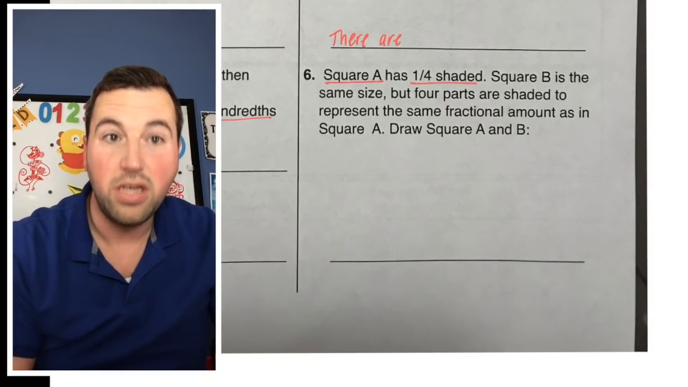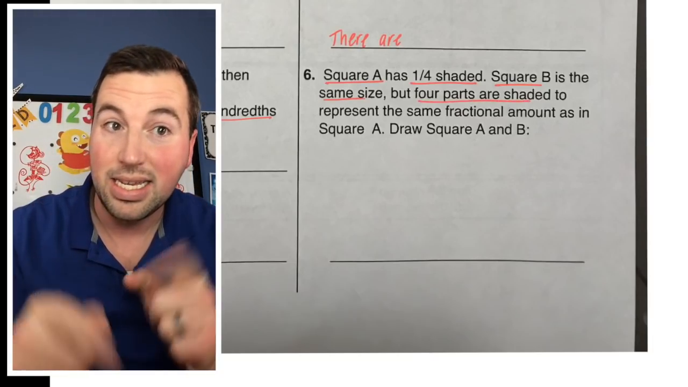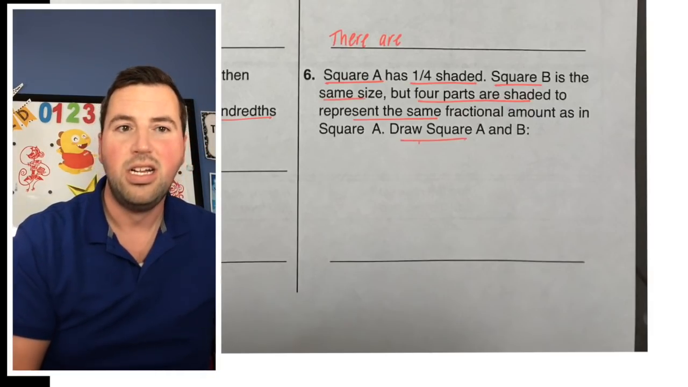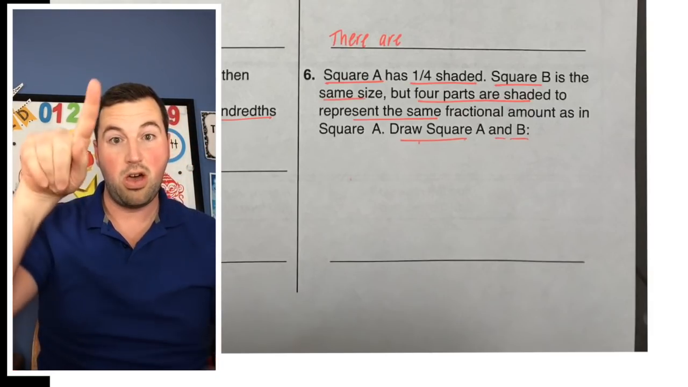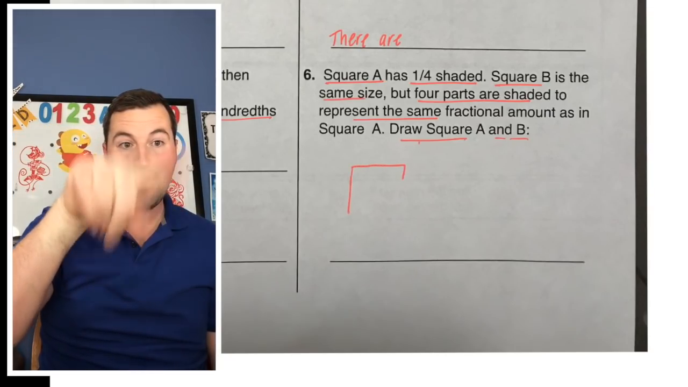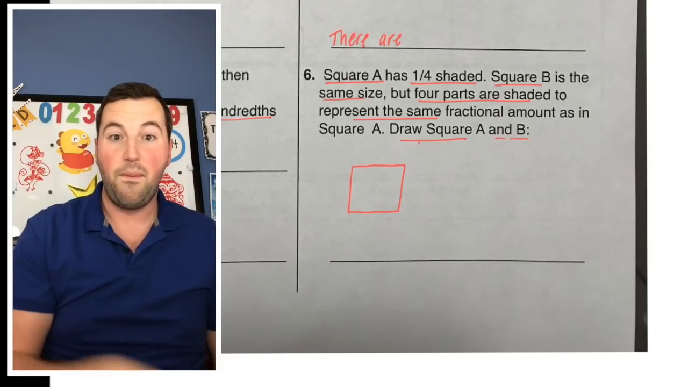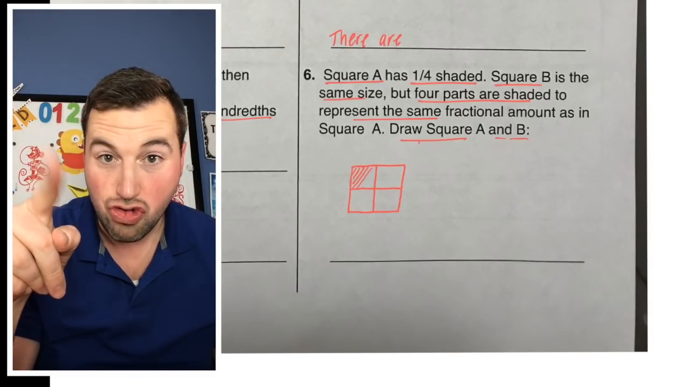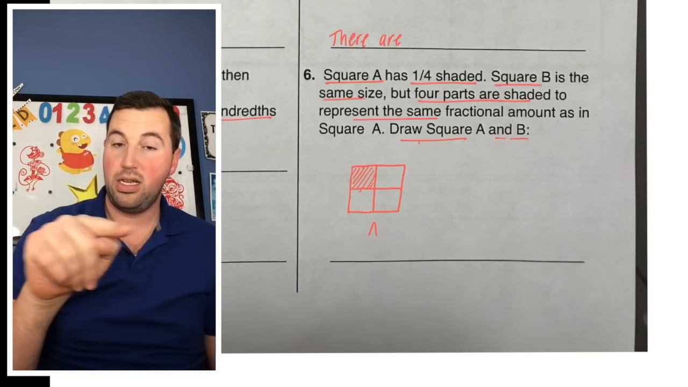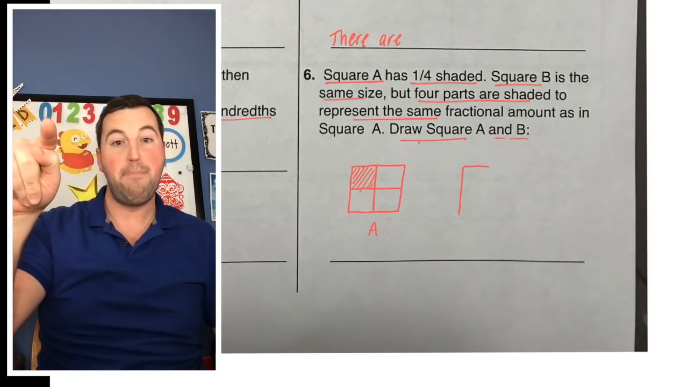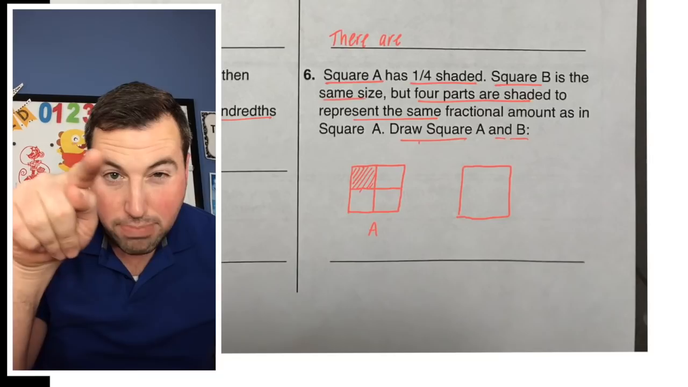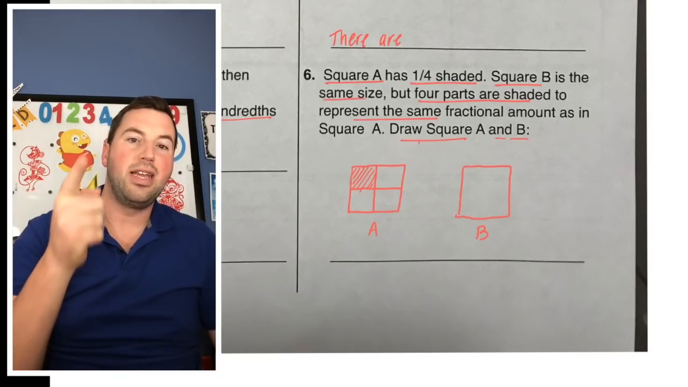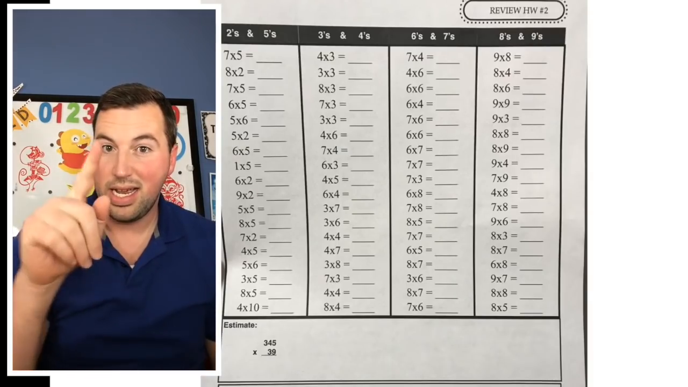All right, and last one. Square A has 1/4 shaded. Square B is the same size, but 4 parts are shaded to represent the same fractional part as in square A. Draw square A and B. So here we go. Fourths. Shade. Label square A. Time to draw B. Square B. And then you have to figure out how you want to split this up so that it's the same amount shaded, but it's cut up even more.